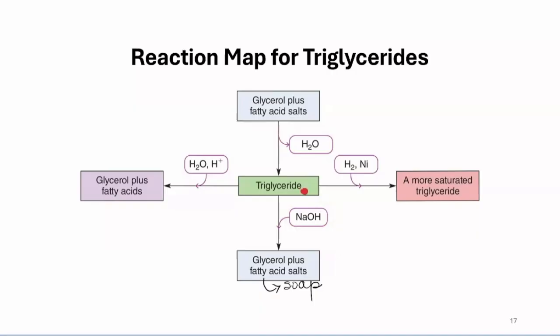Triglycerides can also undergo hydrogenation. And when a triglyceride is hydrogenated, partially or fully, the product of that reaction is going to be a more saturated triglyceride.